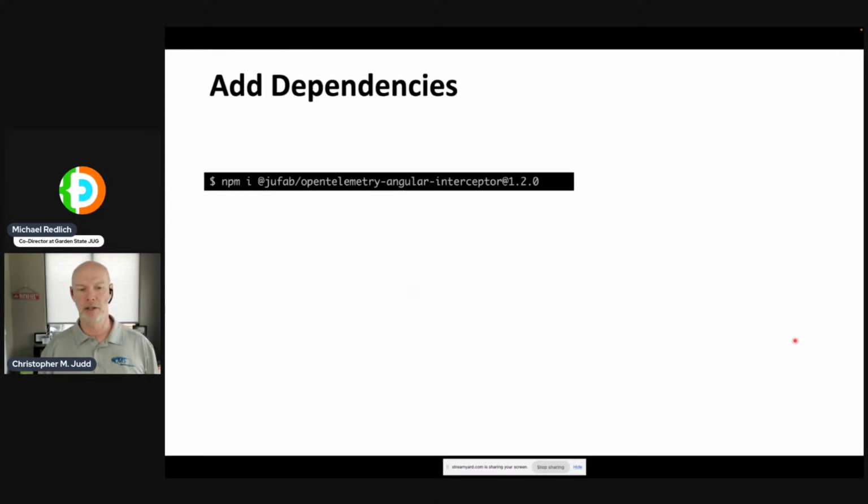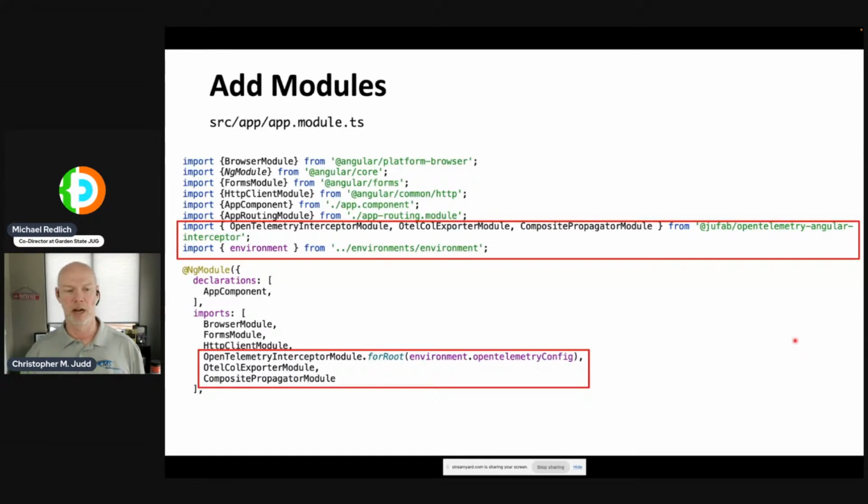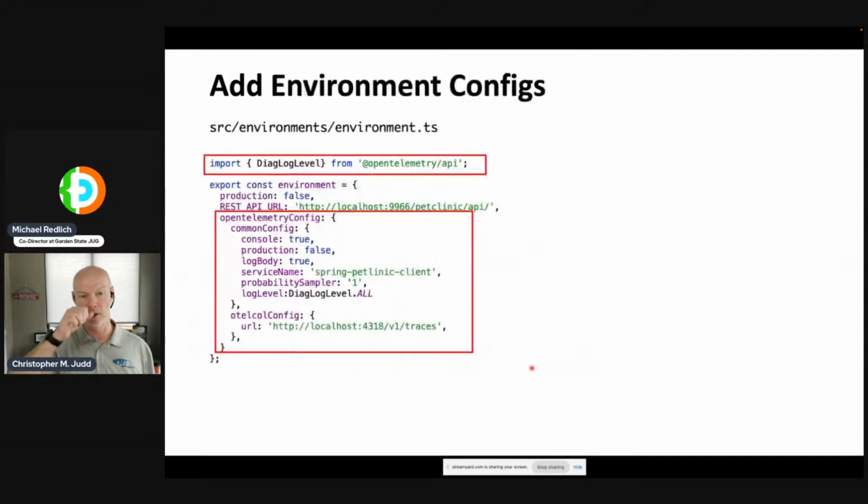So if you were to implement this, you could do an npm install with a version of that interceptor. You would have to add some modules for doing OpenTelemetry. So we can see the interceptor module, the exporter module. This is where the propagation happens, and some more propagation as well. You would import those and some configs. So the config files are going to look like this.